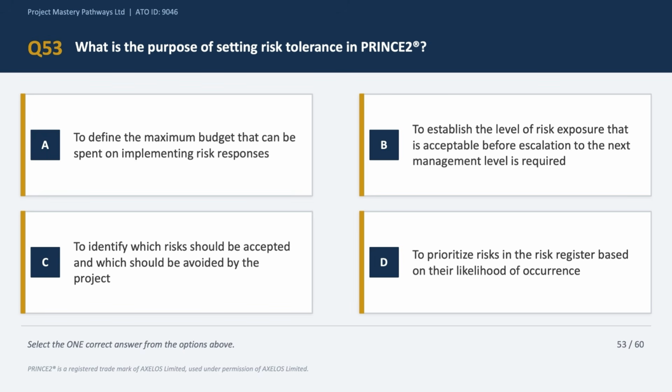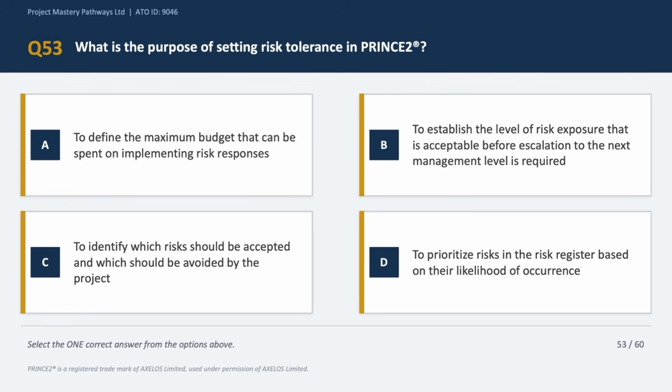Next, question number 53. What is the purpose of setting risk tolerance in PRINCE2? Now, this is a nuanced question about how tolerances work for risk in PRINCE2. Now, risk tolerance is part of the broader tolerances framework in the overall PRINCE2 method. Let's look at the options one by one. Option A says to define the maximum budget for risk responses.